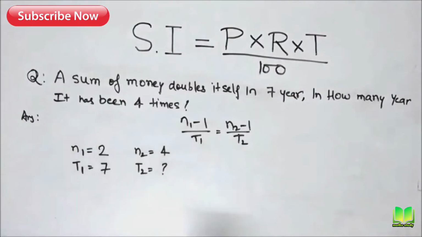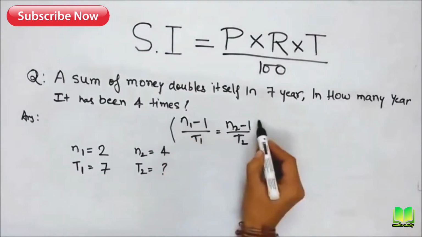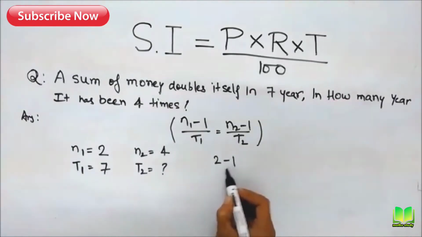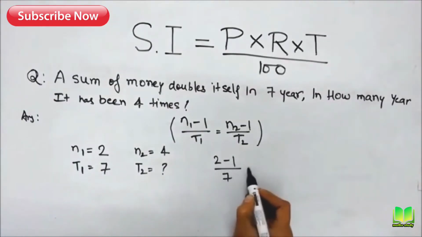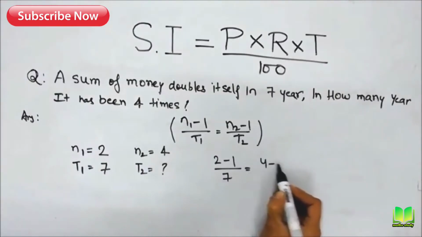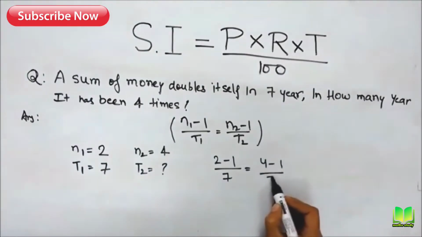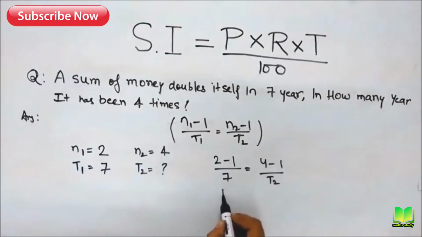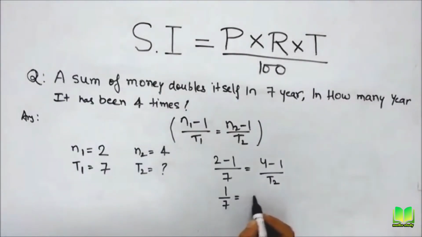Now put the values in this short trick formula. Then we have (2 minus 1) upon 7 is equal to (4 minus 1) upon t2. From here we get 1 upon 7 is equal to 3 upon t2.